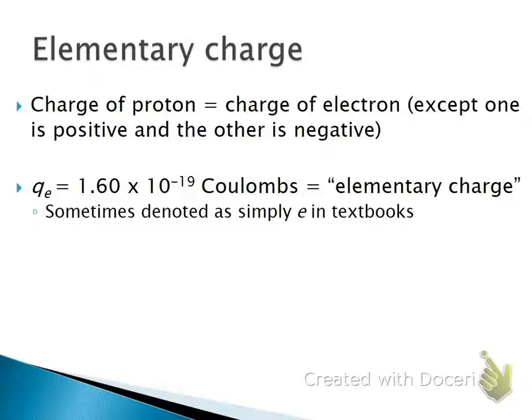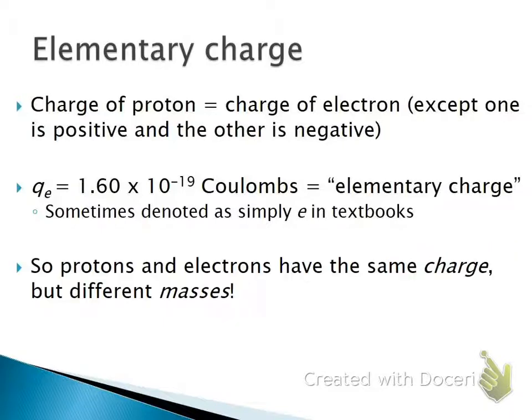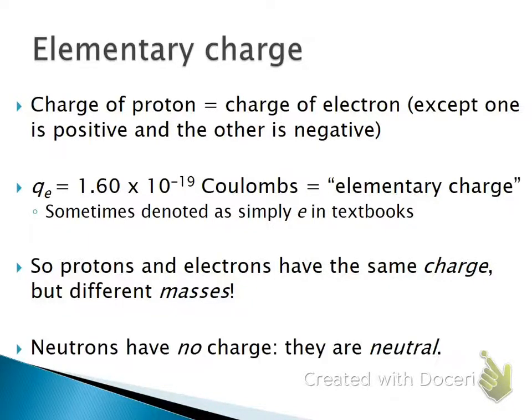So if an object has, let's say, plus 3e, that just means I've got a net charge. It means I have a deficiency of electrons. I've got a charge of 3 times 1.6 times 10 to the negative 19 coulombs. And that's what that means. So if you see little e in the context of electrostatics, that's probably what it means. So yeah, protons and electrons have the same charge magnitude, but they have different masses. So be aware of that. And meanwhile, neutrons are just neutral. They just hang out there.